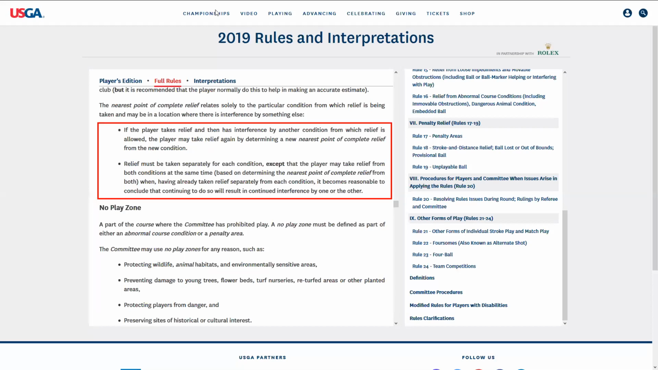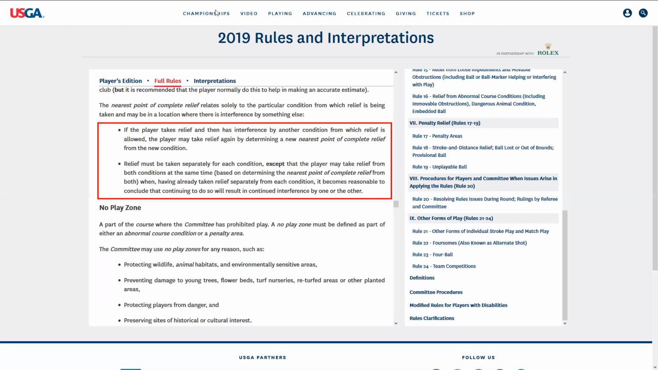And then the last bullet point on the next page, relief must be taken separately for each condition. So if your ball is on the cart path and it's in casual water, you can't pick a spot that is relief from both conditions. You have to pick which condition you want to take relief from, and then you take relief from that condition. Except the player may take relief from both conditions at the same time, based on the nearest point of relief from both, when, having already taken relief from each, it becomes reasonable to conclude that continuing to do so will result in interference by one or the other.